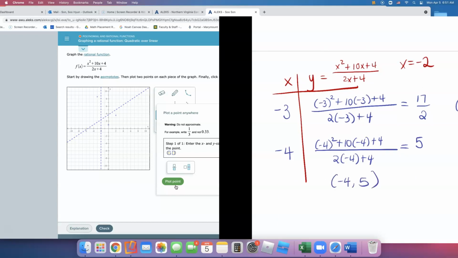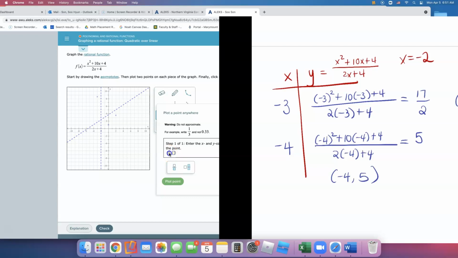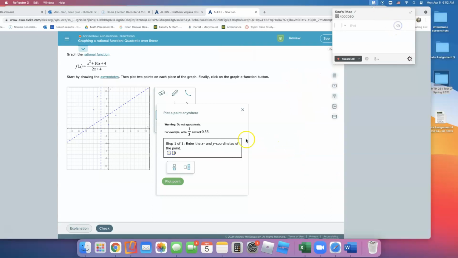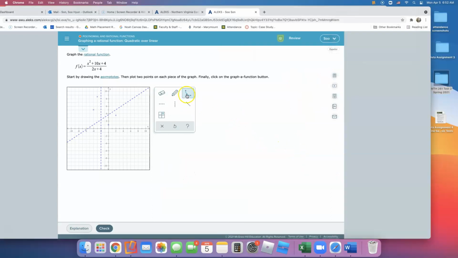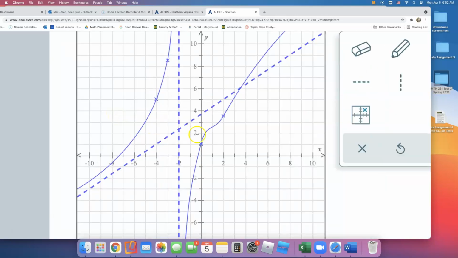-4, 5. So I'll plot, go 4 to the left, go 5 up, plot point. I'm done. I'm gonna go ahead and click on the graph function like this. Ta-da! Oh, okay. Something looks off. As you can see, this shouldn't happen. What in the world is going on? You see it's curving up like that.